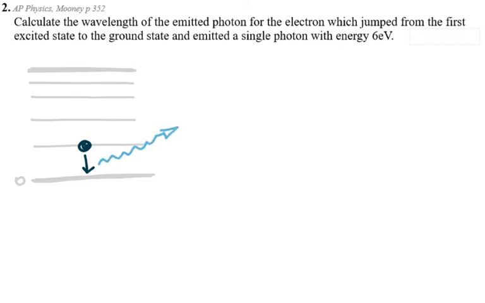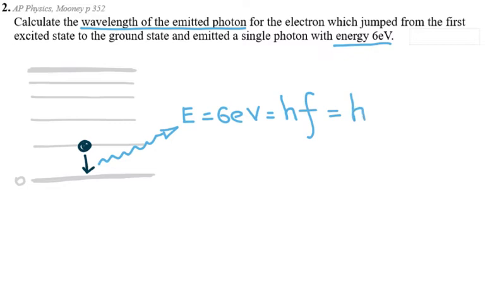And that photon has the energy that they're saying in the problem. It is 6 electron volts. And I know the photon has energy equal to Planck's constant times the frequency. And they ask you to find the wavelength of this photon. So I can replace the frequency with the speed of light divided by the wavelength, and I'm looking for the wavelength.